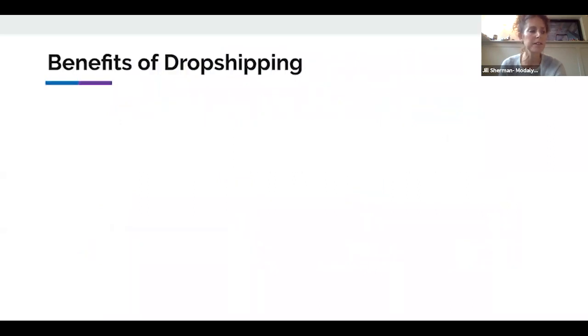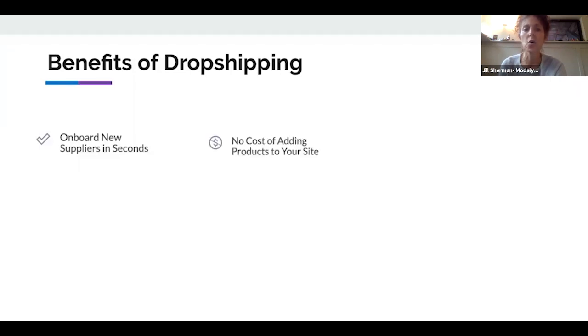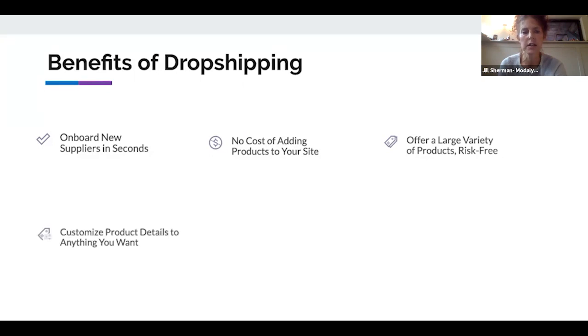There are lots of benefits to dropshipping. First, you can onboard suppliers in a second. It's just a click of a button to add a product to your store. And there's no cost to add products to your store. You can add one, you can add hundreds. There are no upfront inventory costs for those products to be added. This means that you can offer a large variety of products risk-free. It's sort of the endless aisle for you to explore the world of products and see what works with your customers. You can customize products and product details and information to anything you want, and we highly suggest changing product details to have the spirit of your store.